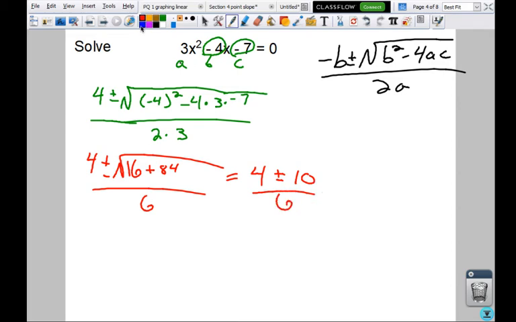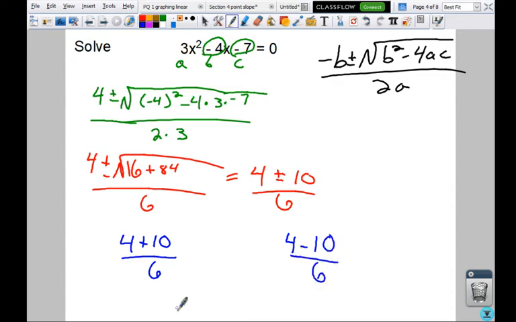Alright, Kayla, what am I doing next? What's the formula? Negative b plus or minus the square root of b squared minus 4 times a times c. So we're going to have 4 plus 10 over 6, and we're going to have 4 minus 10 over 6.